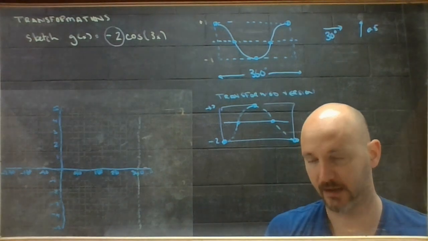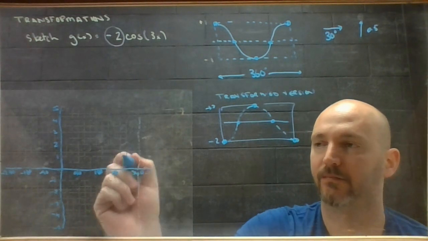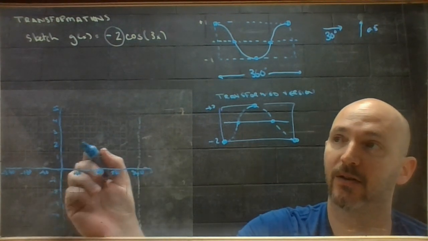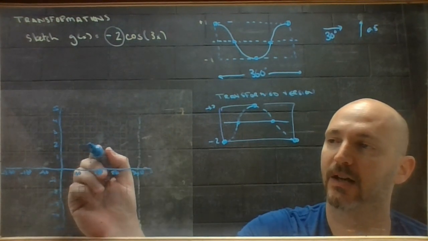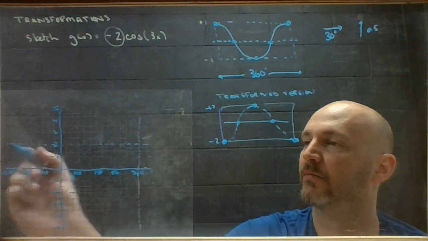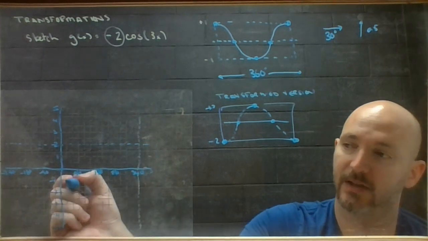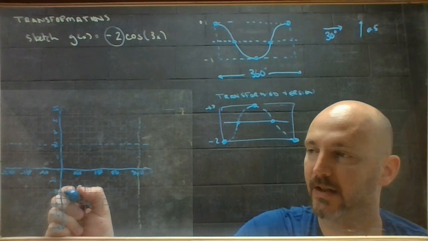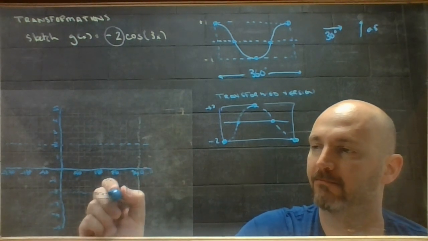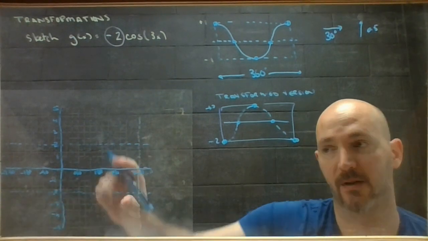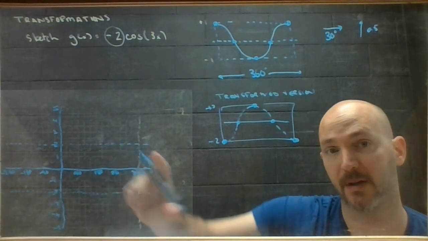So I'm going to draw in some scaffolding then. My peaks aren't going to land on 1 this time. They're going to land on 2. I'm going to dash a line in like that. My troughs aren't going to land on negative 1 anymore because of this transformation factor. They're going to land on negative 2. You can start to see that it's been blown up this way.